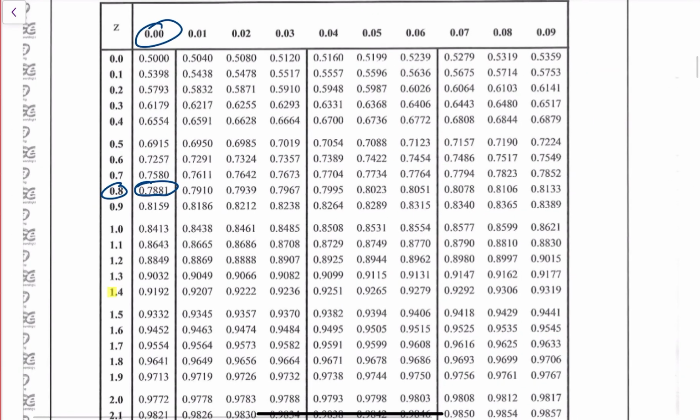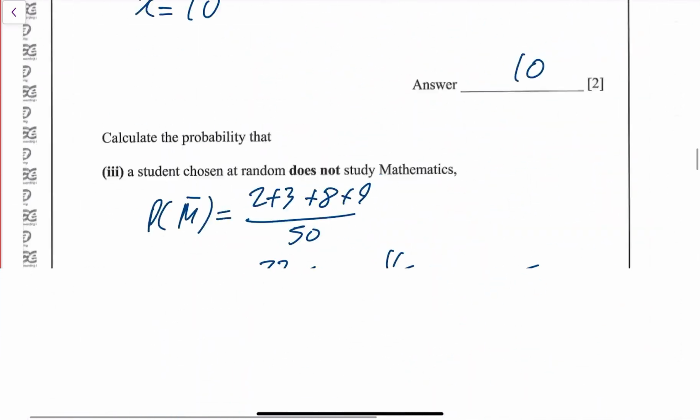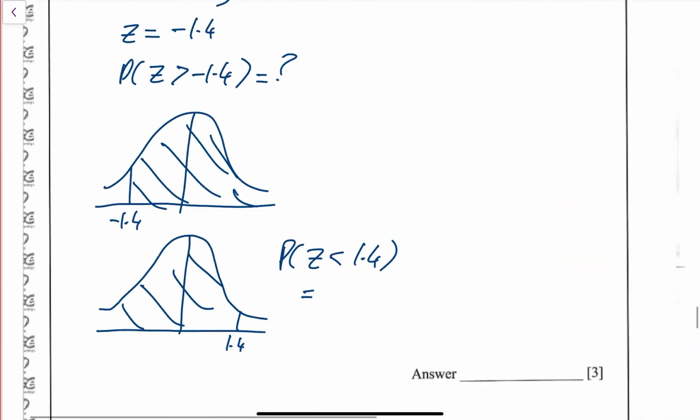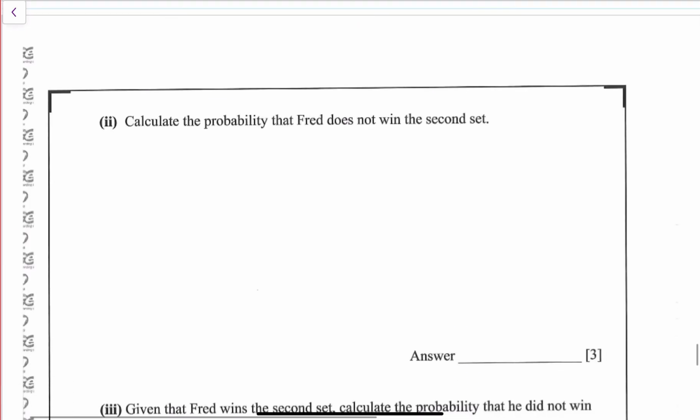And there is 1.40, which is 0.9192. So that's all it is. So it equals 0.9192. Lovely. And again, that was the 4 decimal places. Last question.